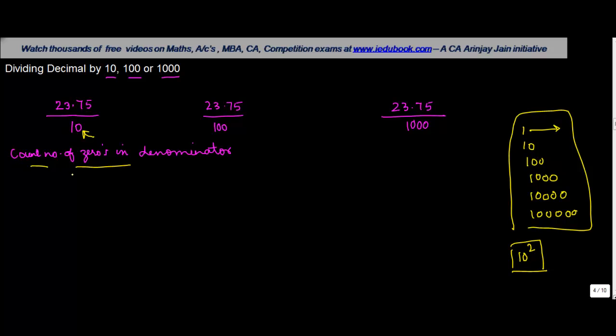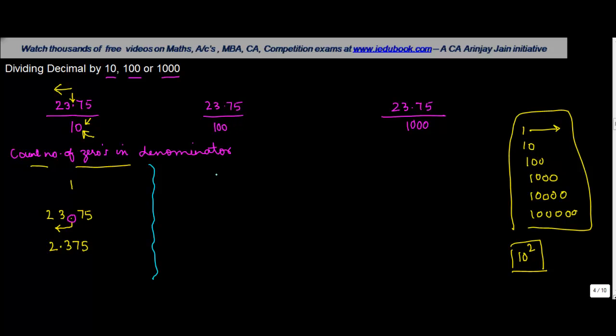Now how many zeros do you have in this? In this case the number of zeros is 1. So in the numerator you just shift the decimal point to the left by as many digits as the number of zeros here. So let's say you had 23.75. You need to shift this decimal point to the left by the number of zeros. How many zeros are there? 1. So you'll shift this by one place and write 2.375. What did I do? I have done nothing. I have just shifted the decimal point one digit to the left. It's as simple as this.